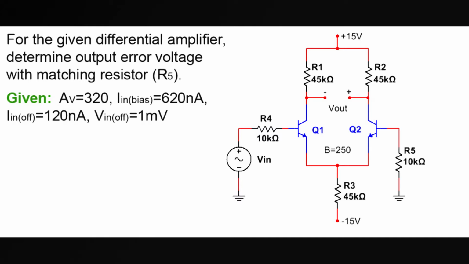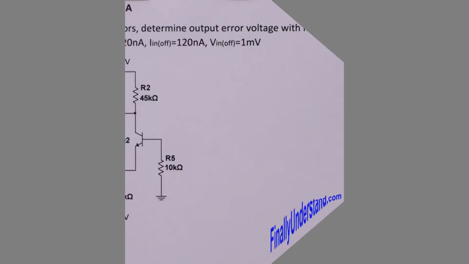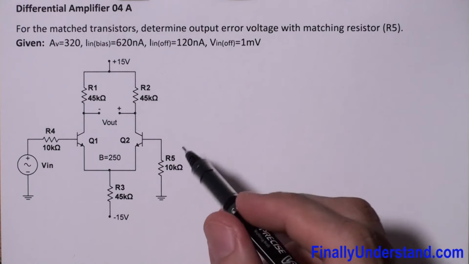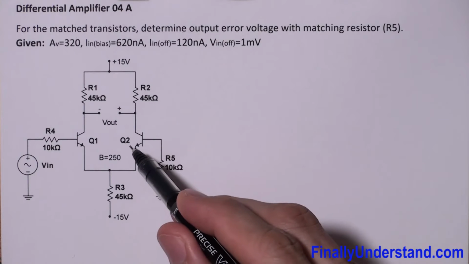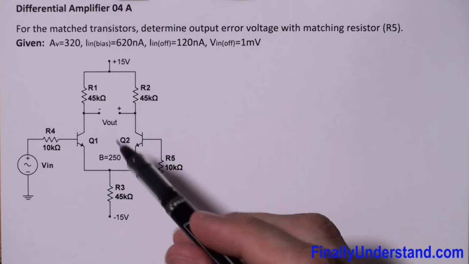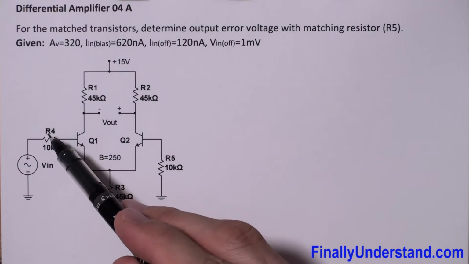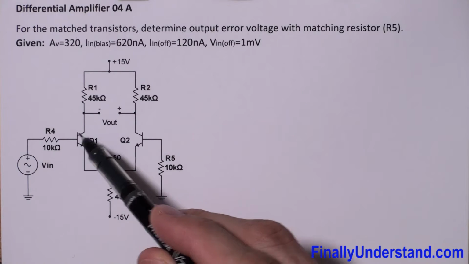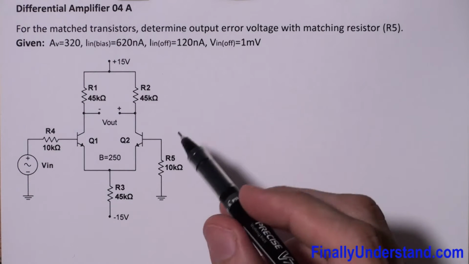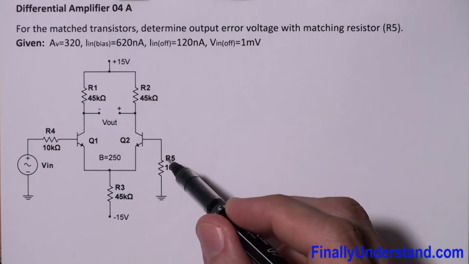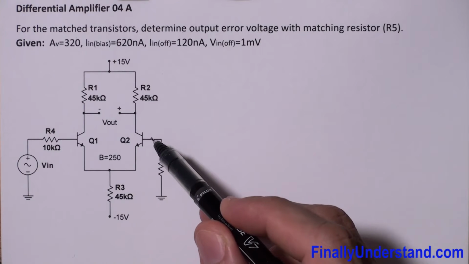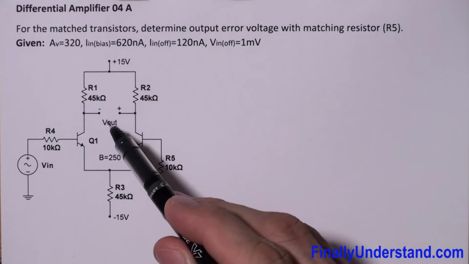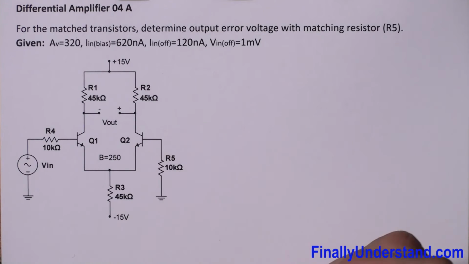This time we're supposed to find the output error voltage with matching resistor. Okay, so the resistor R5 is connected to the base of transistor Q2. Please notice that we have resistor R4 connected to the base of transistor Q1, and resistor R5 is connected to the base of transistor Q2 in order to reduce the output error voltage.